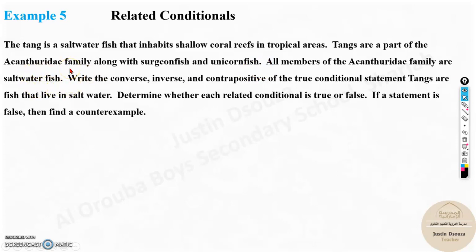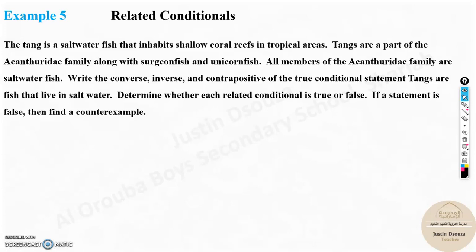Then write the converse, inverse, and contrapositive. Just now we had seen converse, inverse, and contrapositive, right? We need to write all of them for the true conditional statement: tangs are fish that live in salt water. So now this is the conditional statement given. Determine whether each related conditional is true or false. If a statement is false, then find a counterexample.